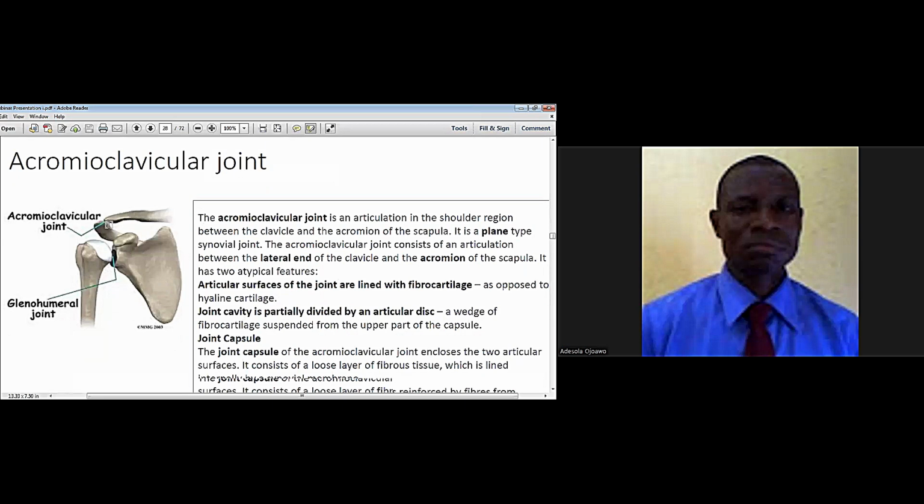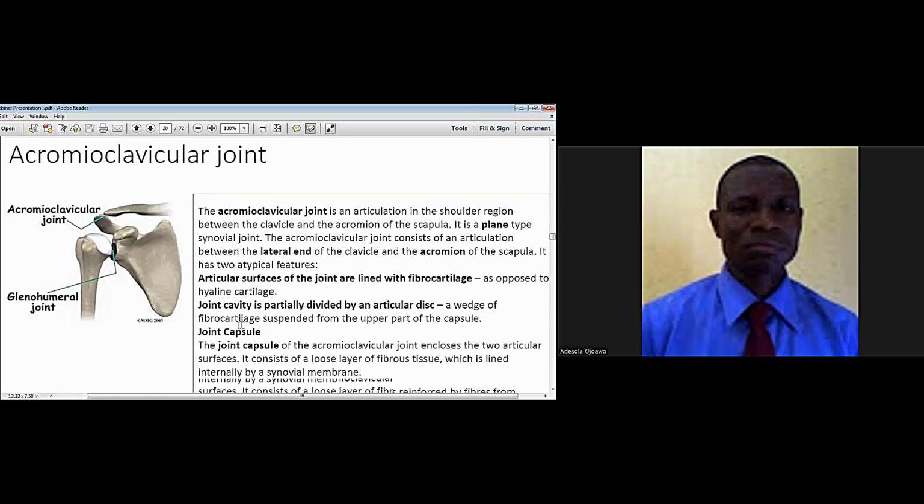In this small joint, we have a joint capsule. You can see the beautiful work of God. It consists of a layer of fibrous tissue which is lined internally by synovial membrane. The superior aspect of the joint capsule is reinforced by fibers from the trapezius muscle, and that's what makes it stronger.